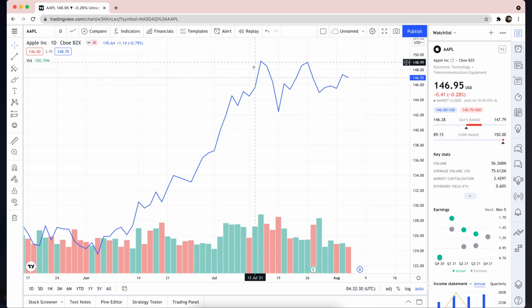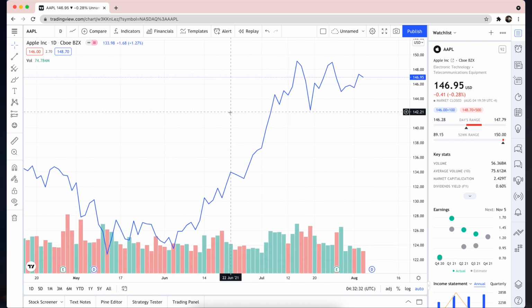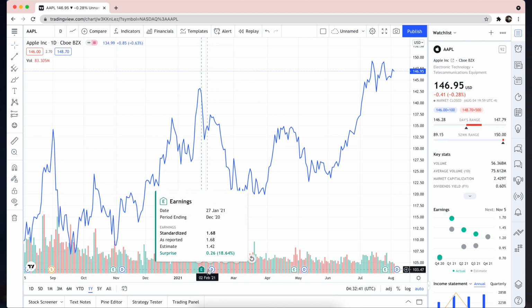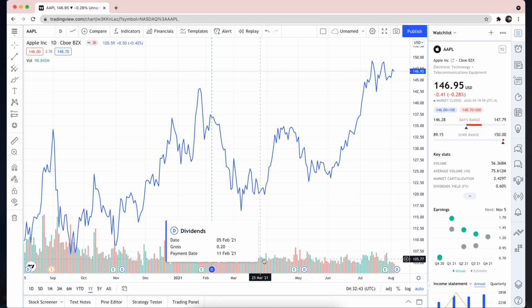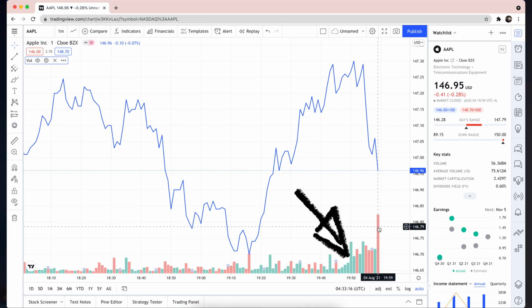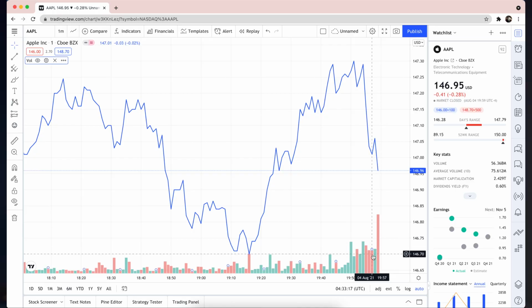Using this line chart, at any point in time, you can see the price of the stock at that moment. And if you zoom out to a longer period, say 1 year, you can see how the stock is performing overall. You can also see these markers which tell us about events like the company's earnings results, when the company paid dividends, and even when the company's stock got split. We understand this line chart, but what are these bars at the bottom? They are the trading volume of the company's stock.